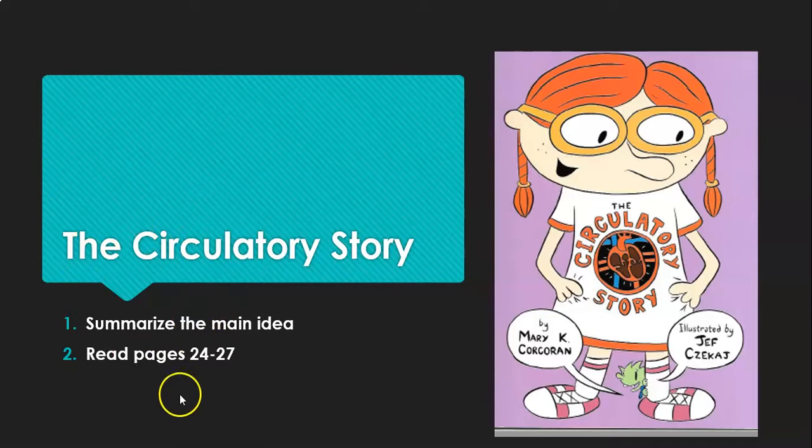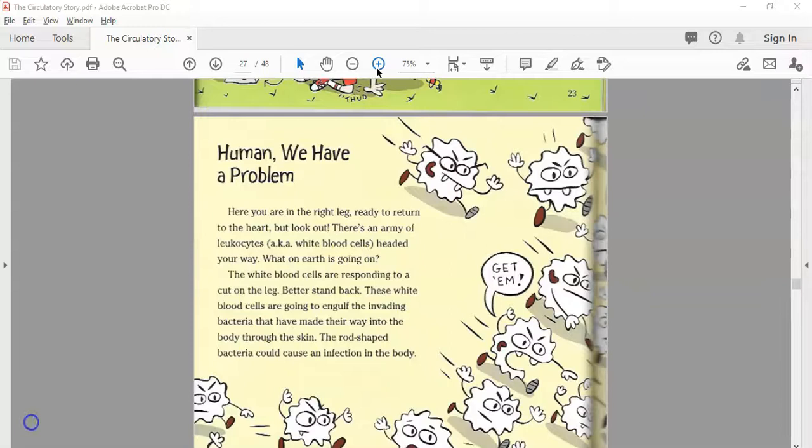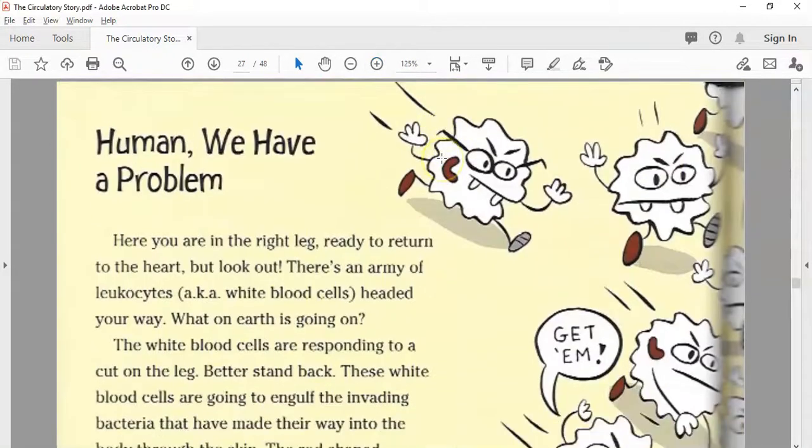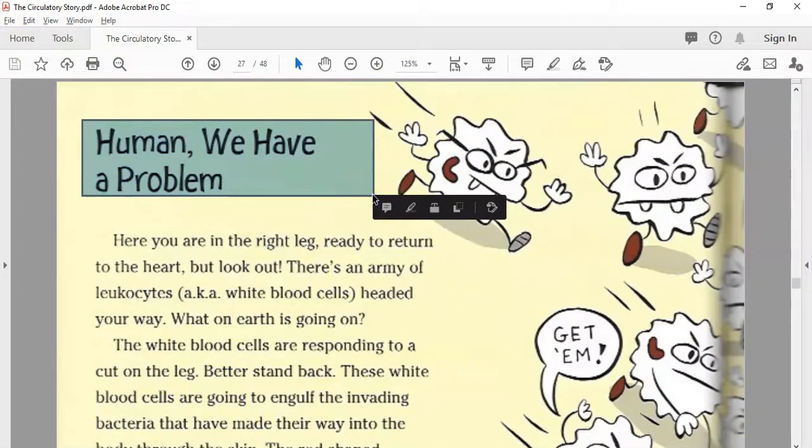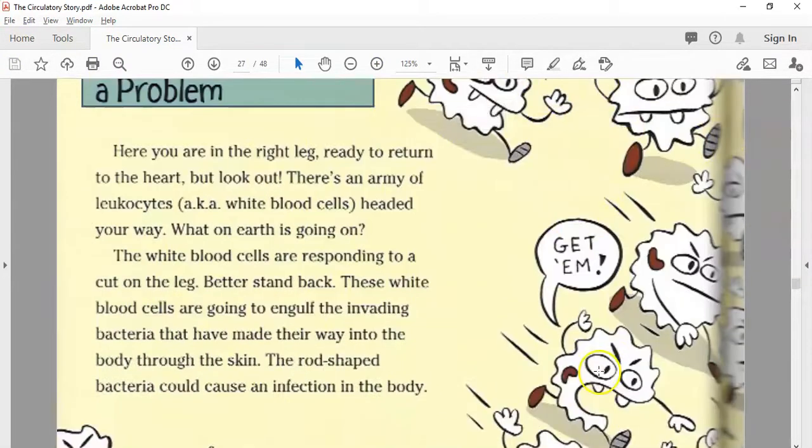And we are going to be reading pages 24 through 27, so make sure your book is in front of you. You are following along while I read. And we are on page 24, and we are in the one that the heading says, Human, we have a problem. So I can already see little white things coming and saying, get them. So I'm wondering what this section is about.